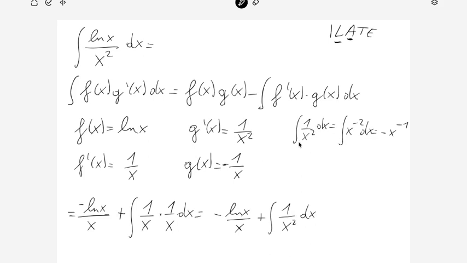But we just computed before the integral of 1 over x squared. This is minus 1 over x. So we have minus logarithm of x over x minus 1 over x plus c, of course.